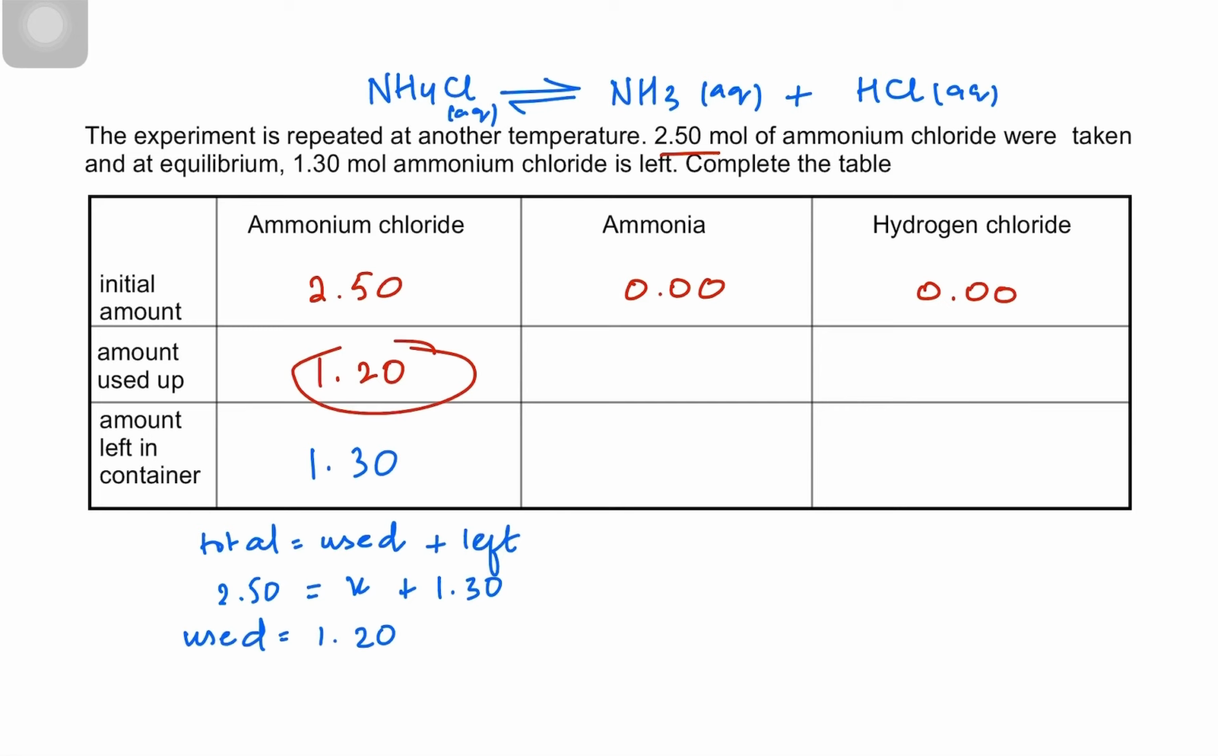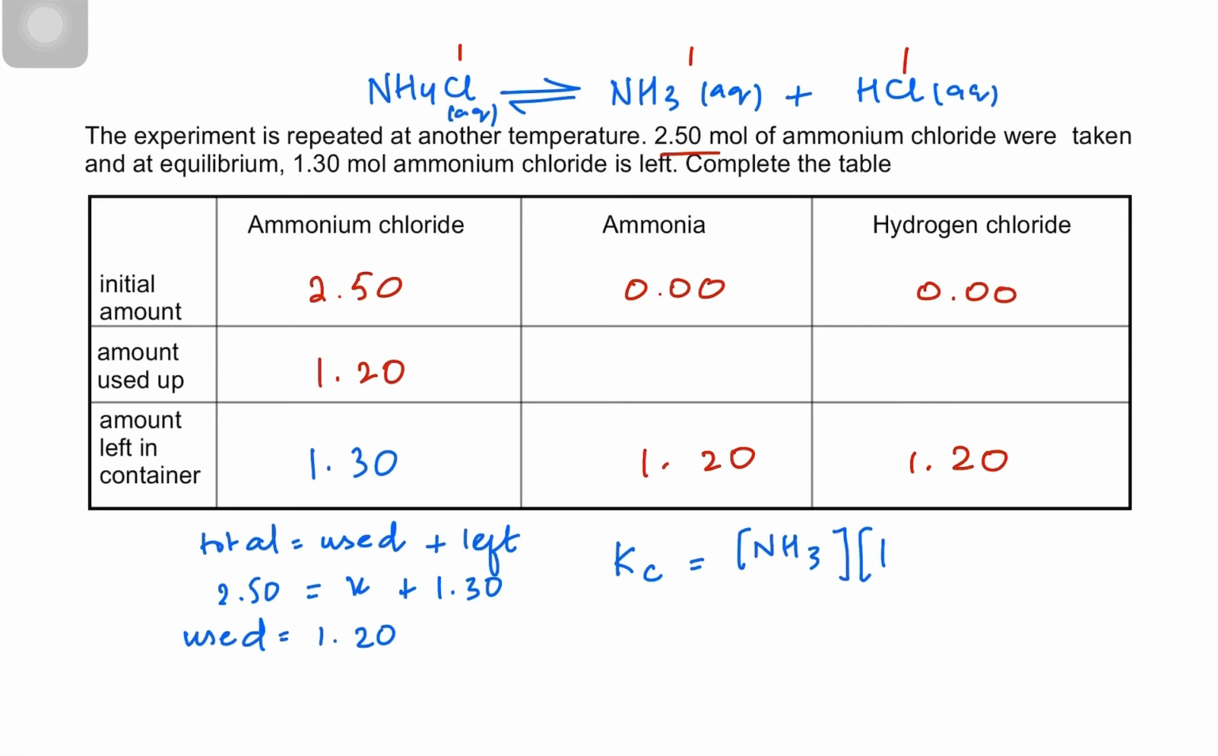Now the ratio suggests that 1.20 was used up and the ratio is 1:1 between ammonium chloride and ammonia. So obviously 1.20 mole ammonia should have been made. And also HCl is also a 1:1 ratio. So also HCl is 1.20 made or produced in the equation. And these are all left at equilibrium.